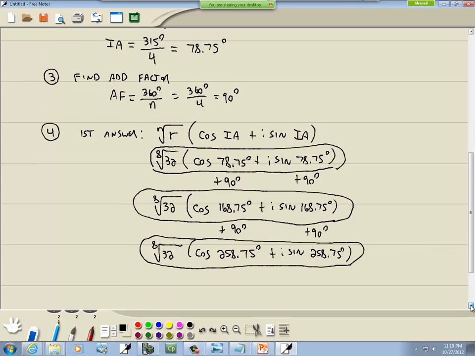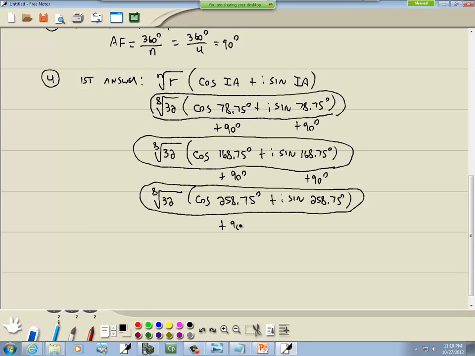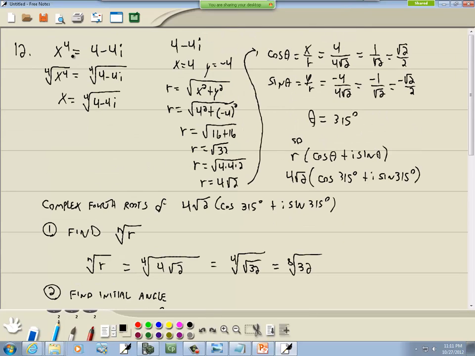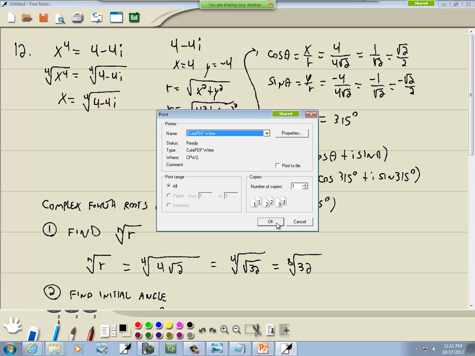And we're just about there. We got one more answer. So we'll add another 90 degrees. So plus 90, 348.75. So we got the 8th root of 32, cosine 348.75 degrees, plus I sine of 348.75 degrees. Now those would be our 4 answers to this initial problem up here, where we got x to the 4th is equal to 4 minus 4i. Kind of cool. Let me save that.